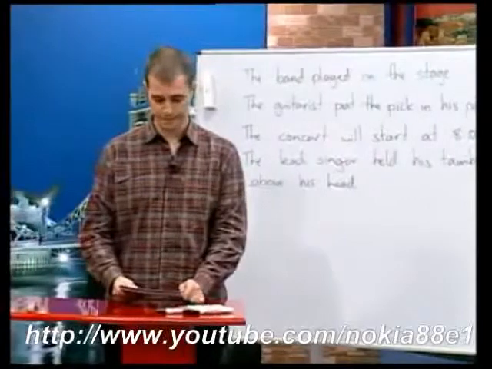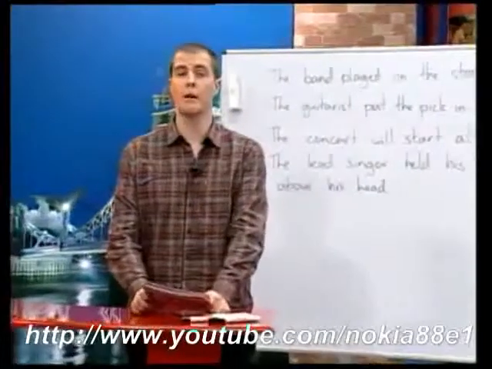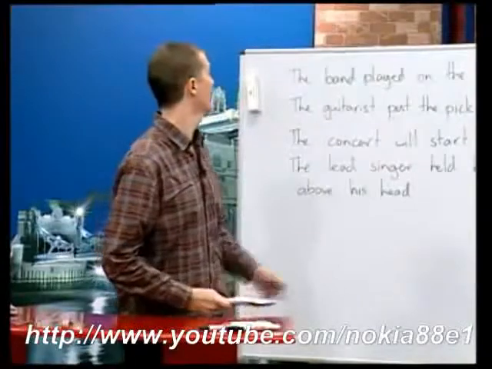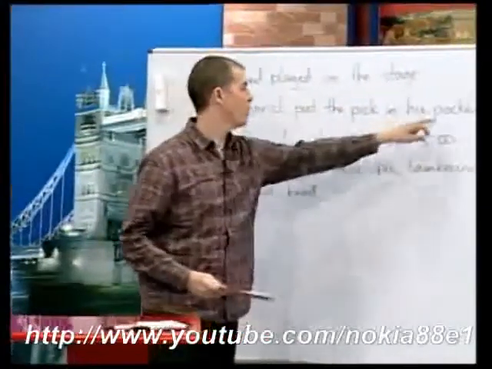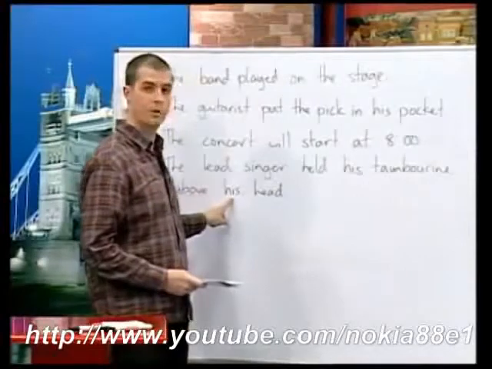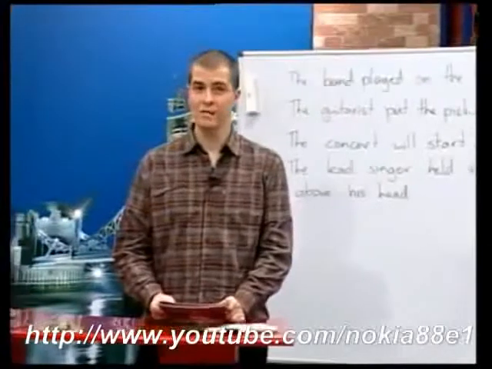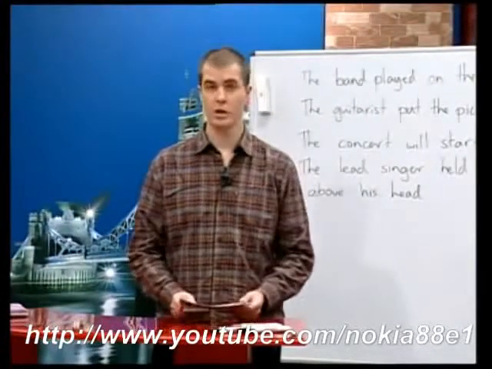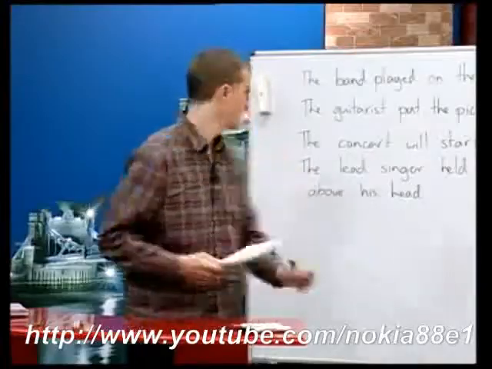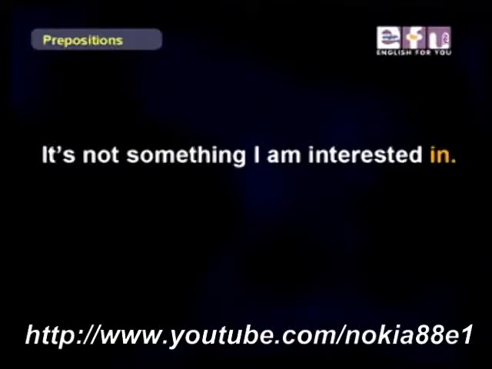A preposition is a word which is used to show the way in which other words are connected. A preposition usually comes before a noun or a pronoun: before the stage, before pocket, before his head. It can also come at the end of a clause in certain structures. For example, it's not something I am interested in, with the preposition here at the end.